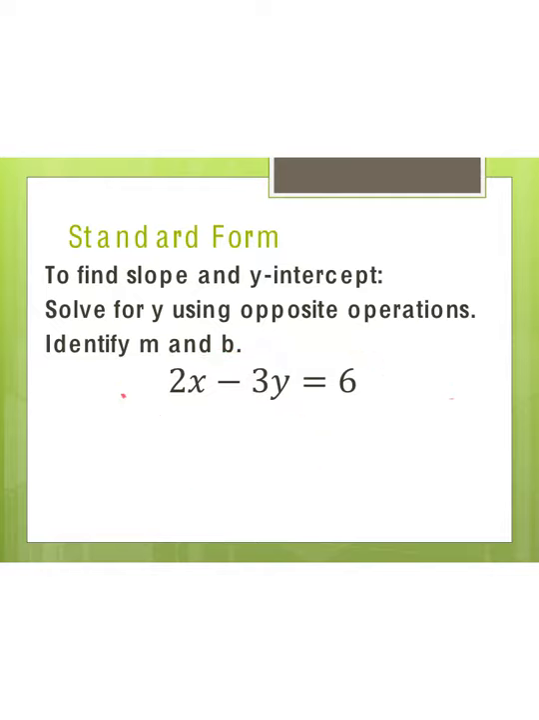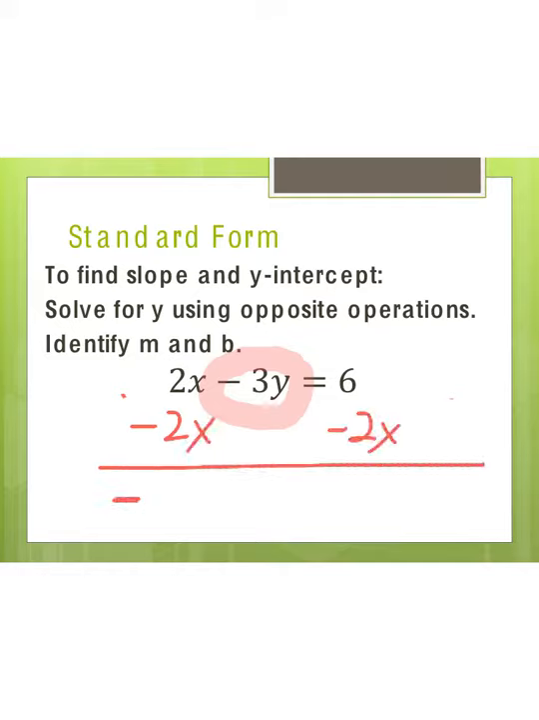We want it to be y equals form. So to do that, we have to get the y term by itself. We're going to get rid of the 2x. We're going to subtract 2x from both sides. We have negative 3y is equal to negative 2x plus 6.